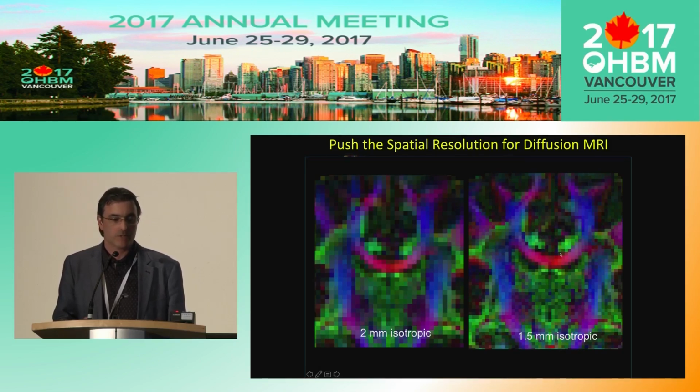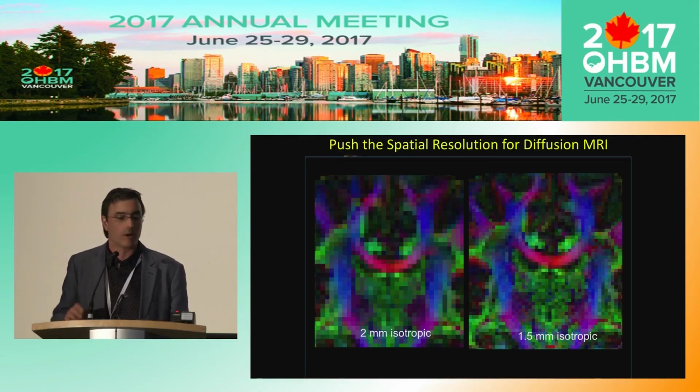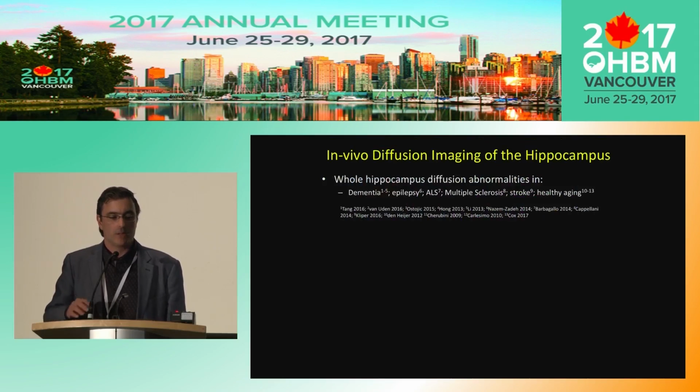But it's still a lot better. And especially if you're interested in smaller structures, cortical areas, subcortical gyri, etc., it makes a big difference. And I'll just show you a more extreme example here.